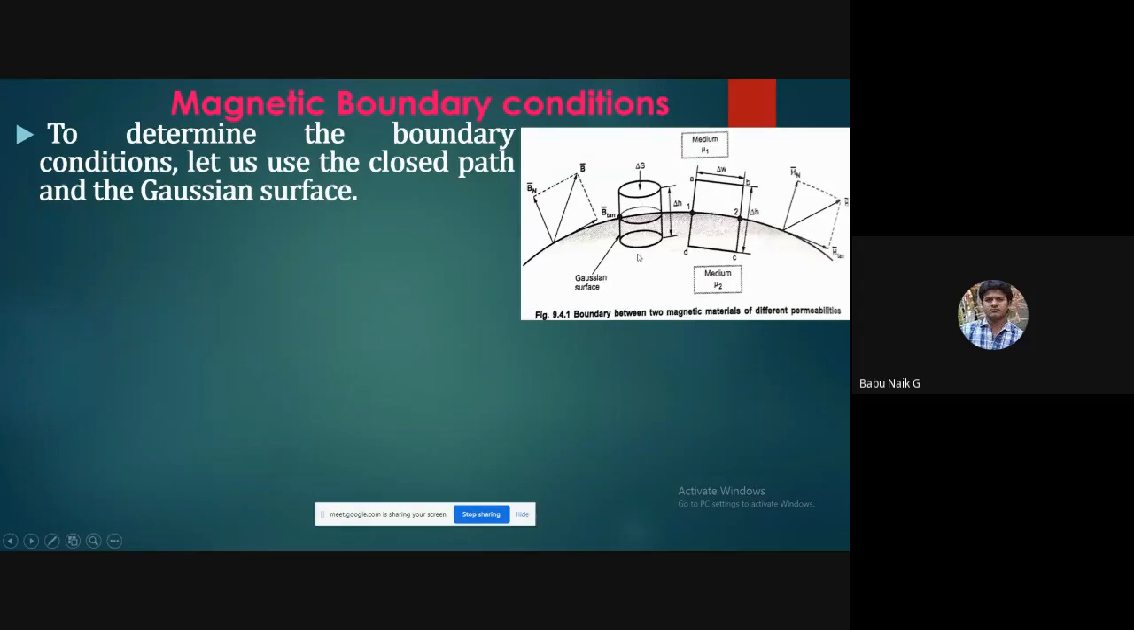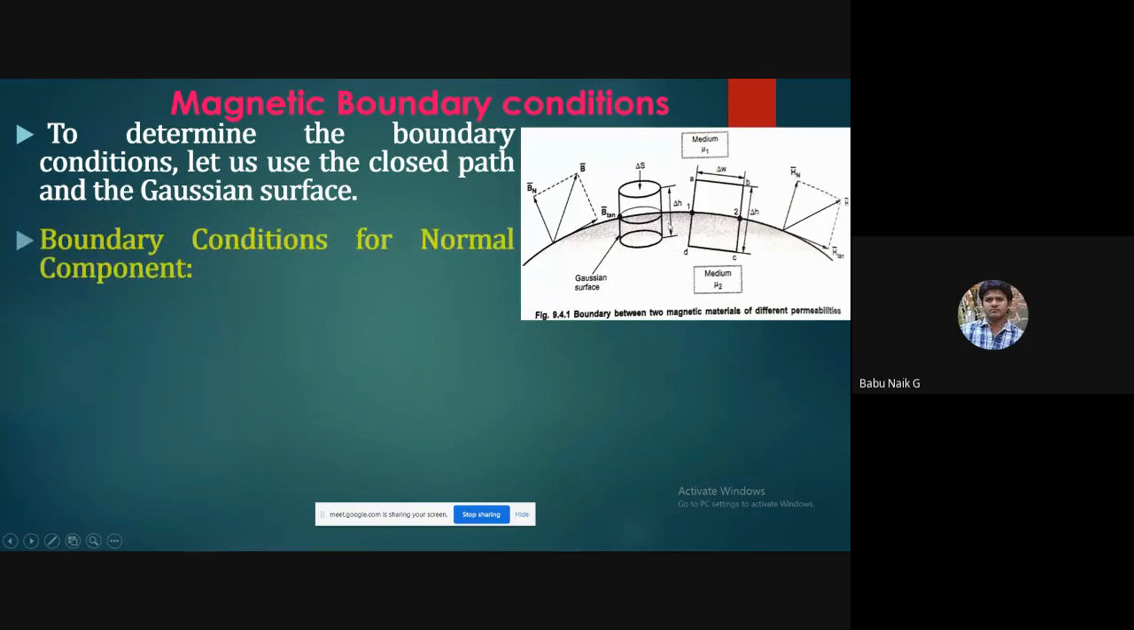So here we have considered the Gaussian surface. A Gaussian surface is nothing but a closed path. It has a ds, that is delta s, on the top of the cylindrical shape, and the bottom of the cylindrical surface is also delta s here. Then the height is delta h.